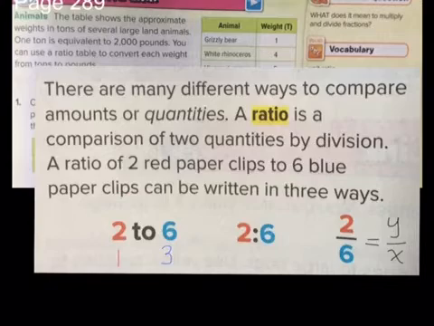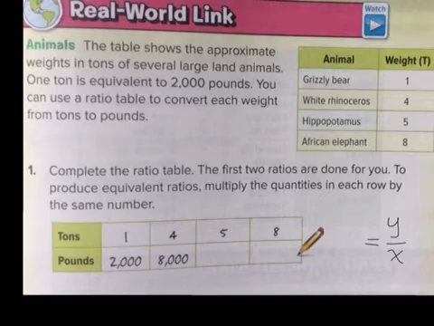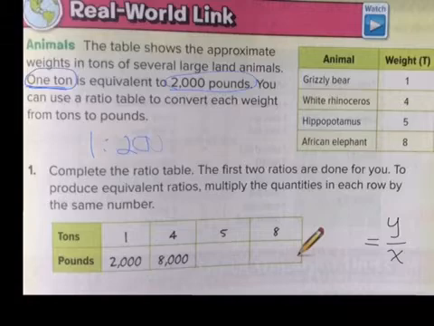Don't forget that. Now that we did that review, I think we're ready for the real-world connection here. Animals. The table shows the approximate weights in tons of several large land animals. 1 ton is equivalent to 2,000 pounds. That is a ratio right there, boys and girls. 1 ton is one unit of measurement, and it is equivalent to 2,000 pounds. So I can write that as 1 is 2,000. These are both separate units.